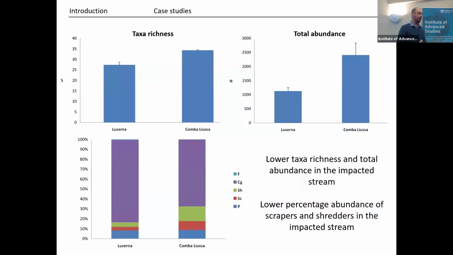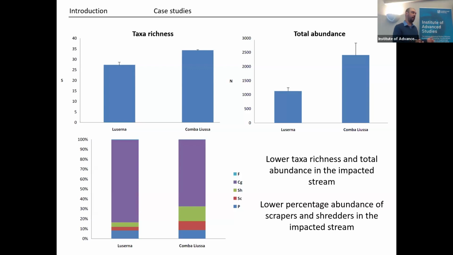And when looking at the macroinvertebrate community, as expected, we found that both taxon richness and total abundance of macroinvertebrates were lower in the stream affected by siltation than in the control stream. But the most interesting results came from the analysis of the feeding functional groups.